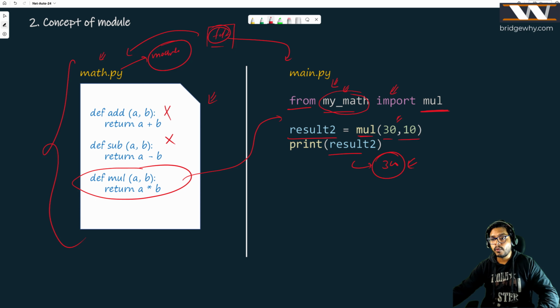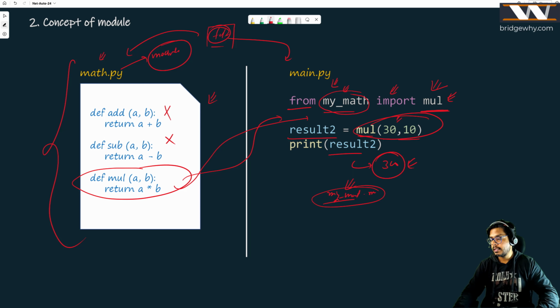So if you import a particular function, it is as good as saying that you have just literally picked these two lines of code and placed them here. Now you do not need to say my underscore math dot multiplication. Why? Because now you are not importing the complete my math file or my math object. You are just importing the function, and you can use this function.